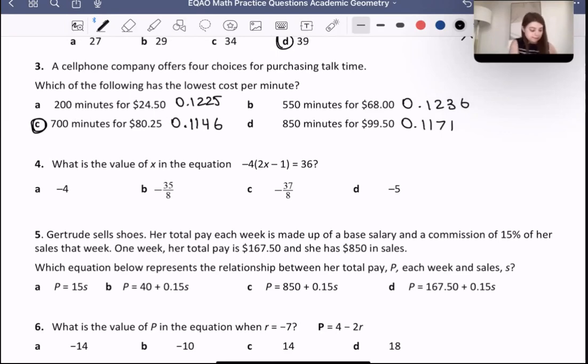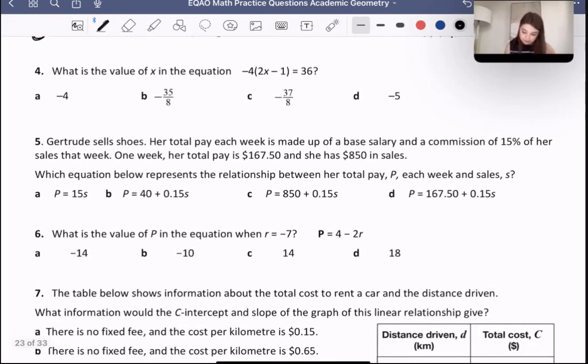Okay. Now let's move on to number 4. It says, what is the value of x in the equation -4 times 2x minus 1 equals 36? So before we can solve for x, there's a couple options here. We could either distribute this through, or we could just divide the -4 out first. And I'm actually going to just divide the -4 out first to both sides. And that'll give us 2x minus 1 on the left. And on the right, we'll get 36 divided by -4, which is -9.